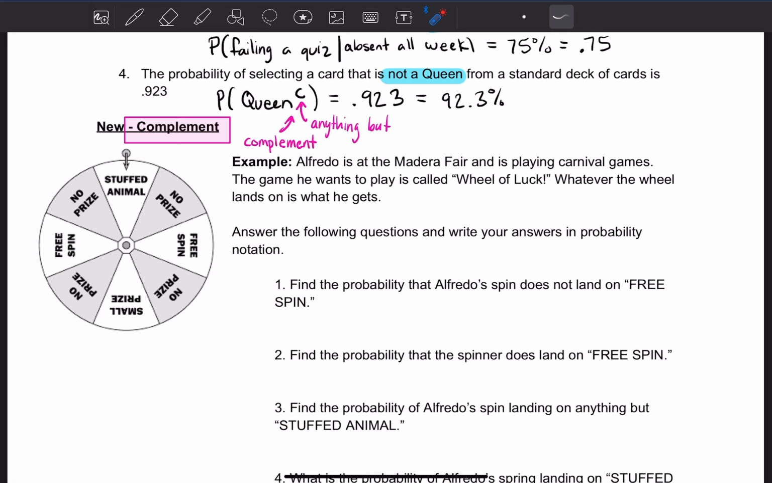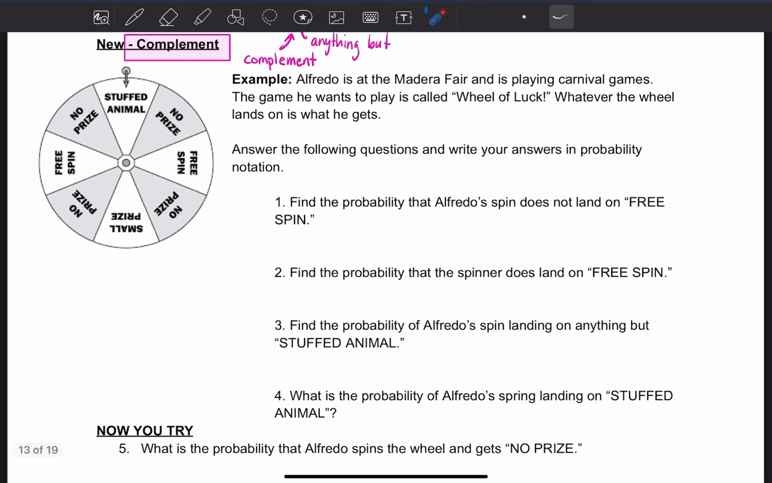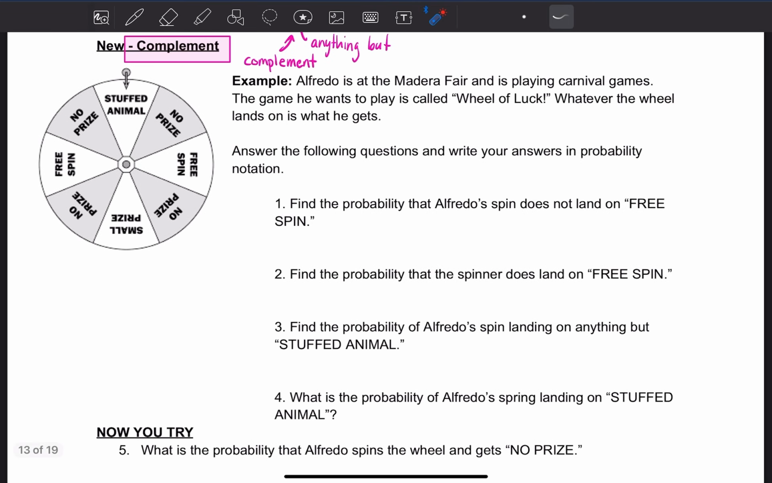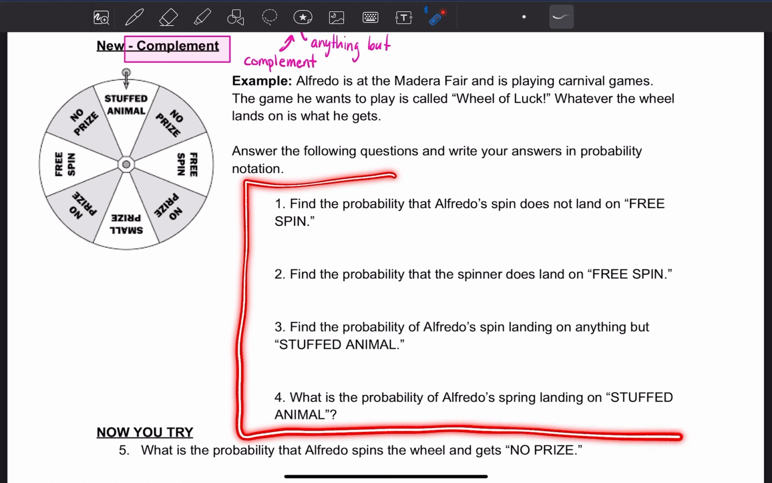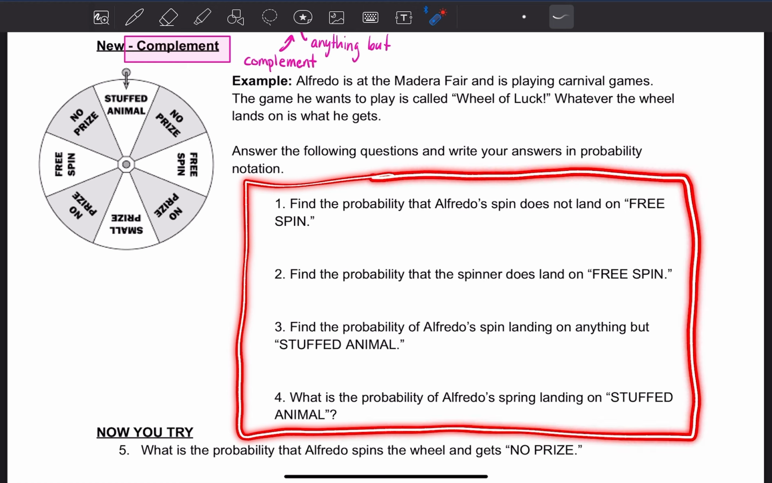Answer the following questions and write your answers in probability notation. So make sure you write everything in probability notation, okay? So I'm actually going to have you guys pause the video right here. Try these 4 out. Okay? And then when you're done, go ahead and play the video to see if your answers are correct. I am expecting this to be a little bit tougher than the questions above, but still try it out before you watch the video. Okay, so go ahead and press pause, and when you're done, come back to see if your answers are right.